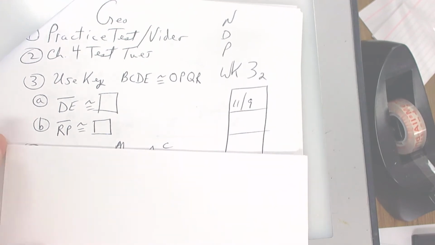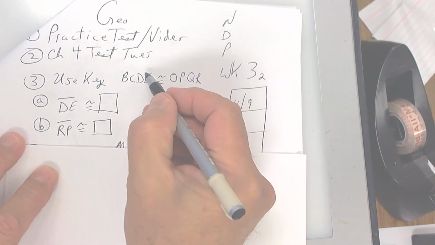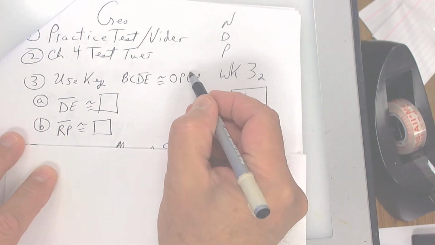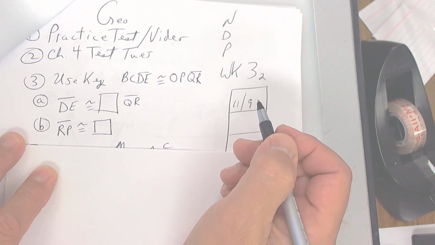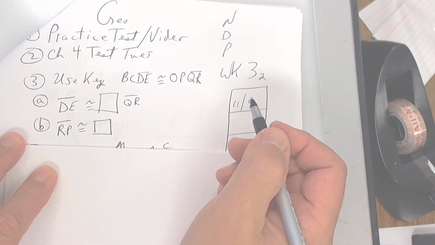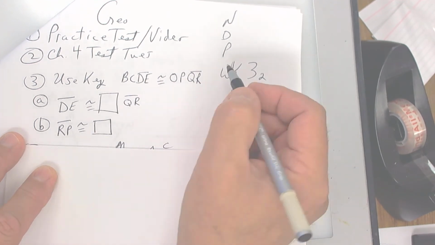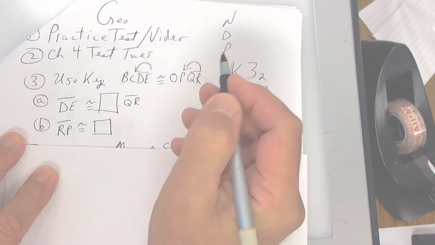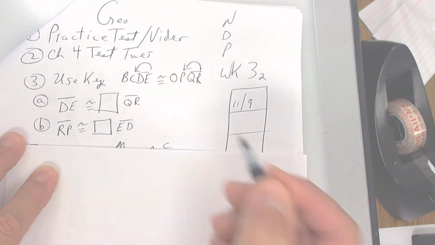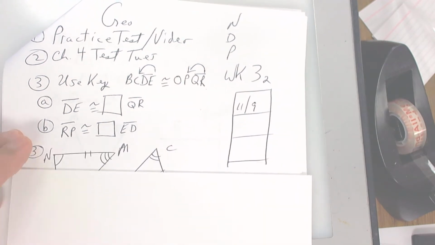Use this key. Look here. DE. DE is these two, so it's got to be equal to QR. And this is one of them on your test. I think it's number 1. I'm not sure. RP. RP is going backwards, so you need to go backwards. So you're going to say ED. And you're done. Just follow the pattern.